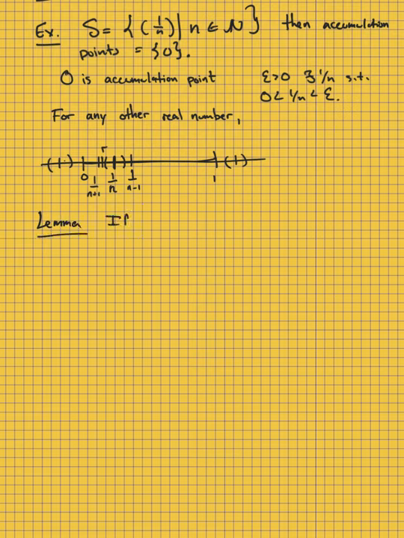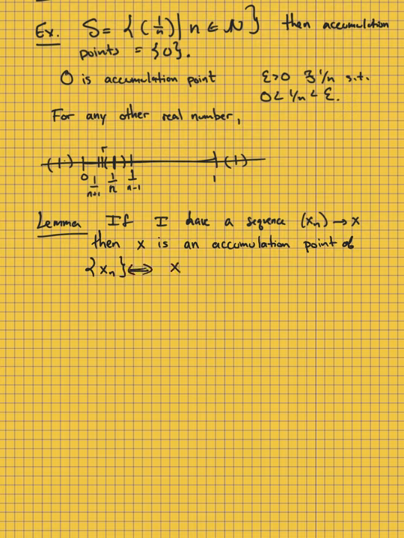Okay? If I have a sequence xn converging to x, then x is an accumulation point of the set of the xn's exactly when xn is not equal to x for infinitely many n.